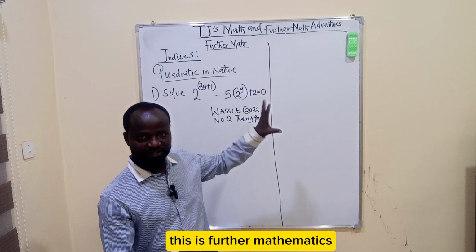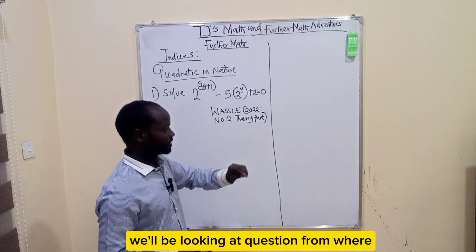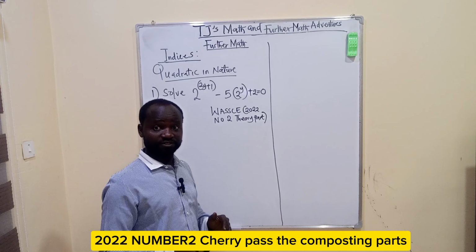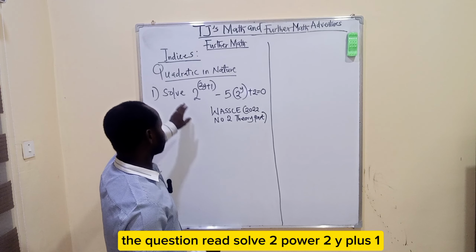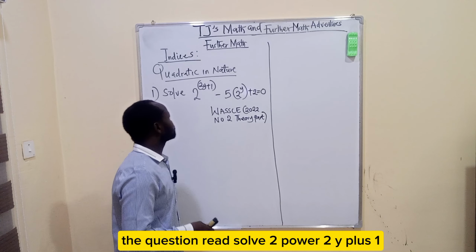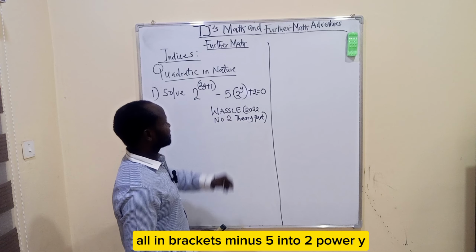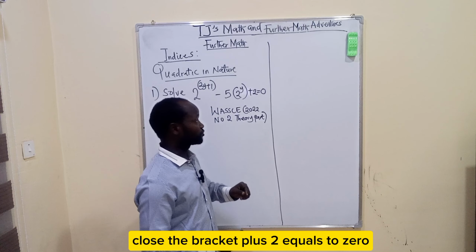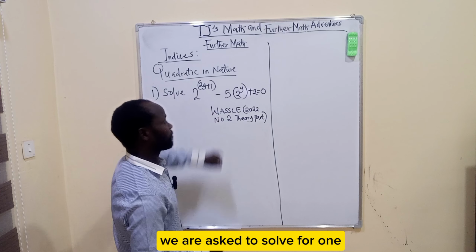This is Further Mathematics. In today's presentation, we'll be looking at a question from WAEC 2022, number 2 theory part, the compulsory part. The question reads: solve 2 power (2y plus 1), minus 5 into 2 power y, plus 2 equals 0. We are asked to solve for y.